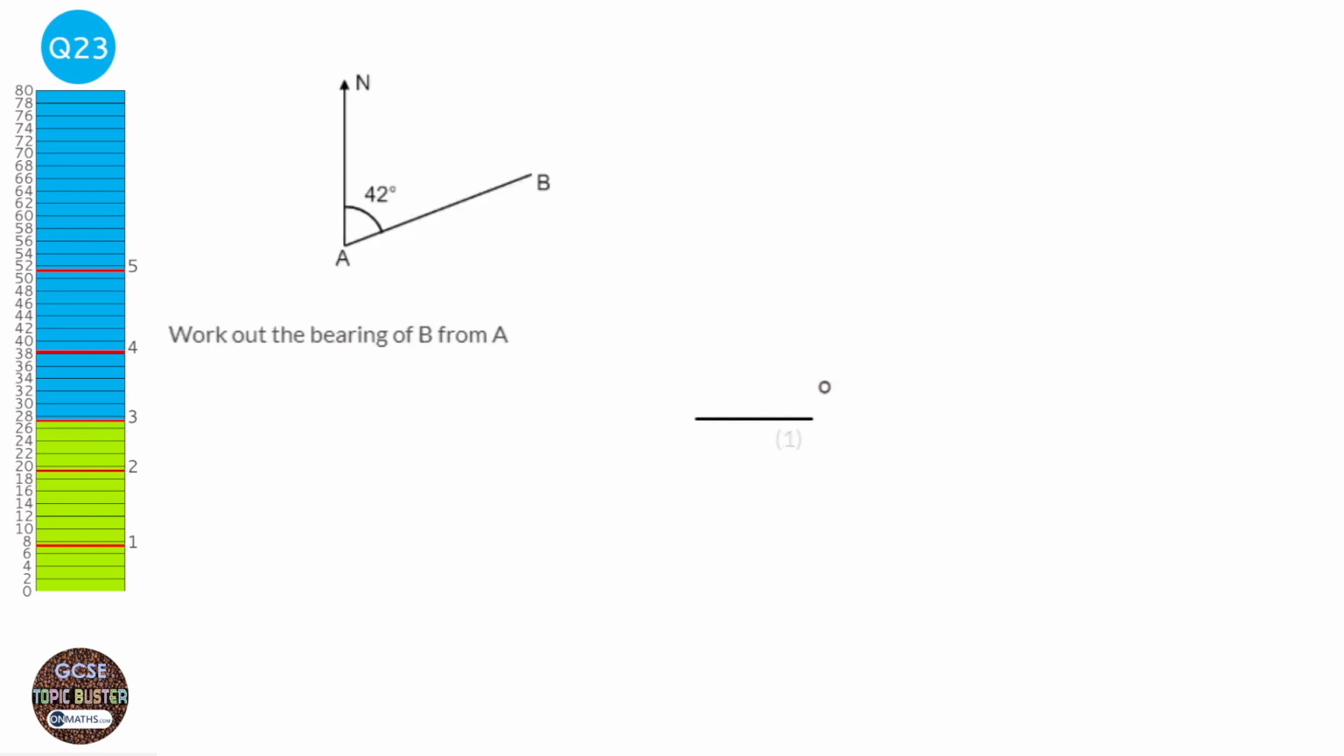Bearings are always from north and go clockwise. So let's have a look at where the north line is. Well, the north line is here. And to find the bearing of B from A, that means we're at A and we're looking at the angle of B, we're going to go clockwise. And you can see on the diagram it's already labelled as 42 degrees. But the third rule of bearings is they must be 3 digits. So instead of 42, it's going to be 0, 4, 2.